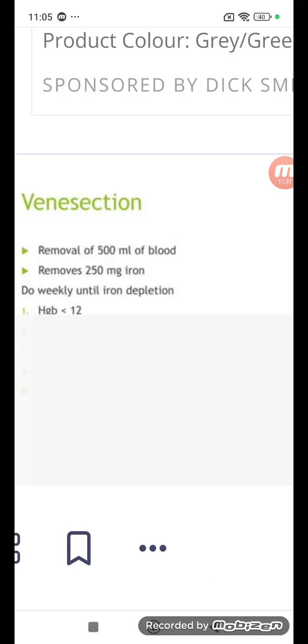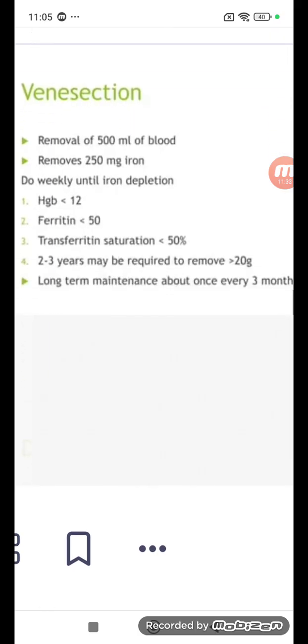So this process is done up to how many days? Up to every 3 months. So this is the venesection process, simply the removal of blood and iron content from the body.